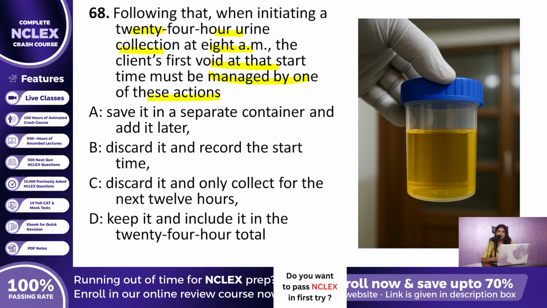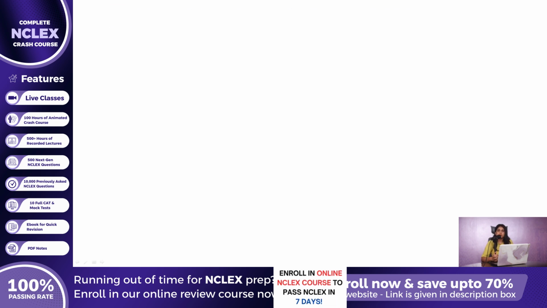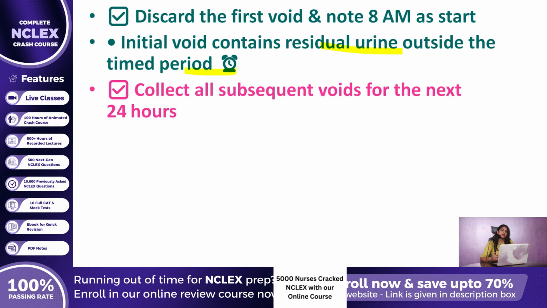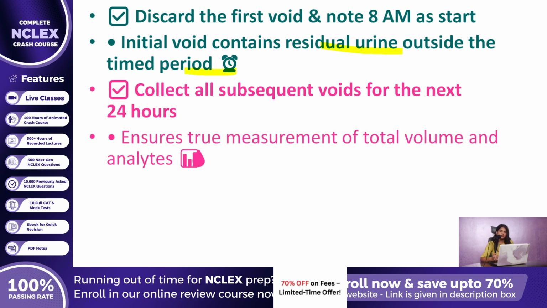And the correct action is B. Discard it and record the start time. The initial void represents residual bladder urine outside the time period. Discarding it and noting 8 a.m. as the collection start ensures that all subsequent voids accurately reflect a true 24-hour output.